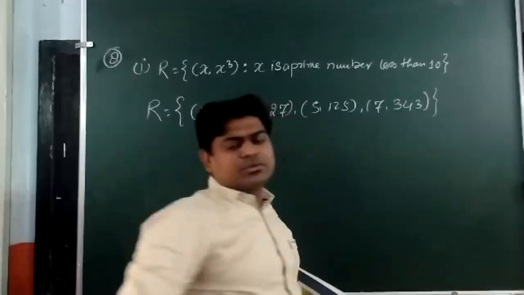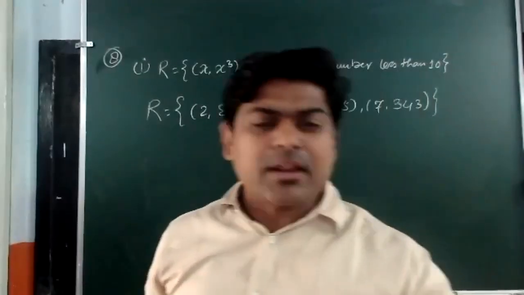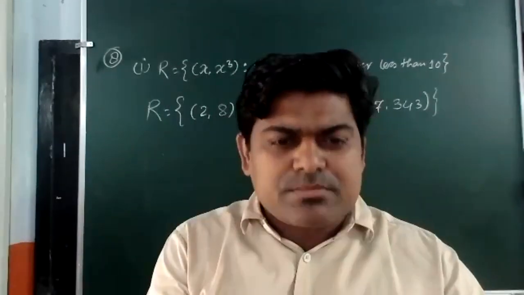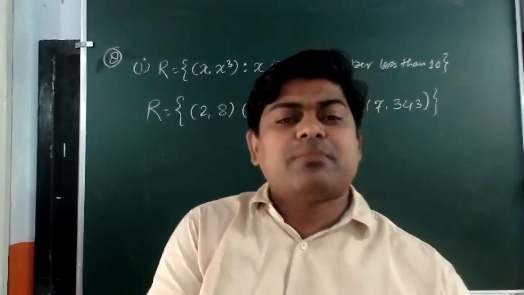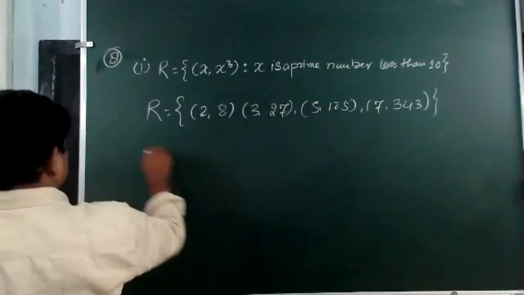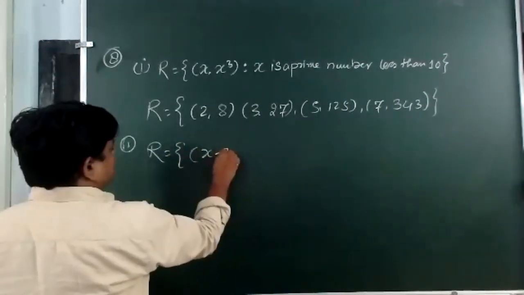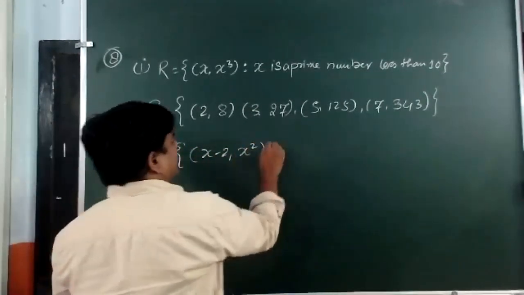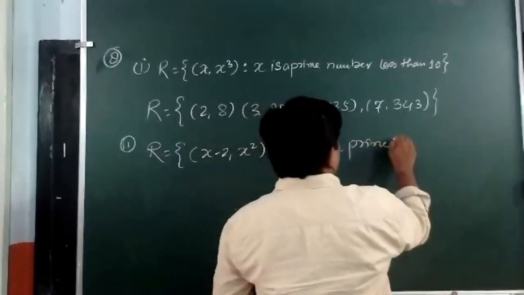This is the roster form of the first part. And the second part is also given in your book. R is equal to x minus 2 and x square, again where x is a prime number less than 10.